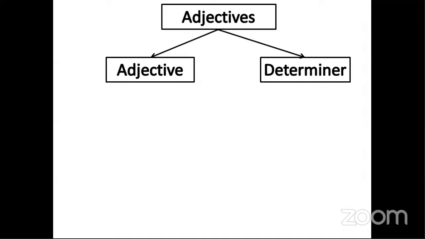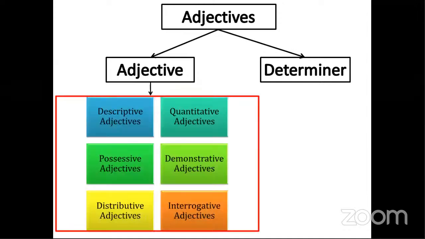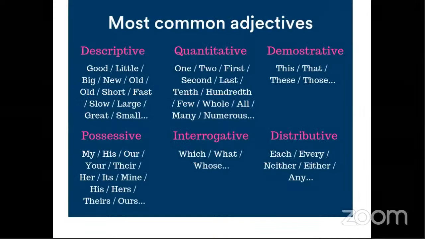And under adjectives, you must have already studied that we have about 6 different types of adjectives. We have descriptive adjectives, quantitative adjectives, possessive adjectives, demonstrative adjectives, distributive adjectives, interrogative adjectives. In case you have forgotten, this slide will help you to understand that. Now, what are some of the descriptive adjectives? Words like good, little, big, new, old, short, fast, slow, large, great, small. Basically, the words which are used to describe color, touch, smell, size, shape, taste. Okay, these are called descriptive adjectives.